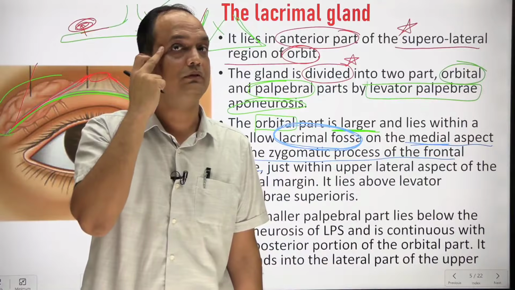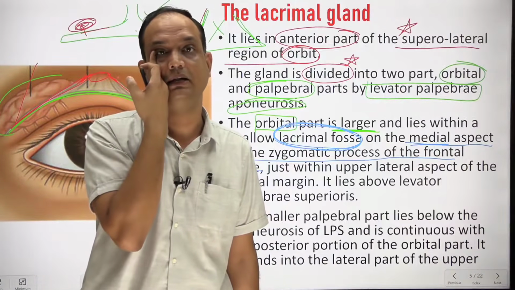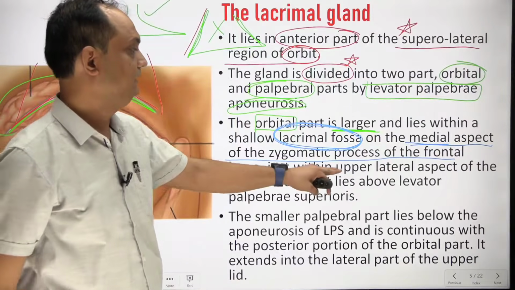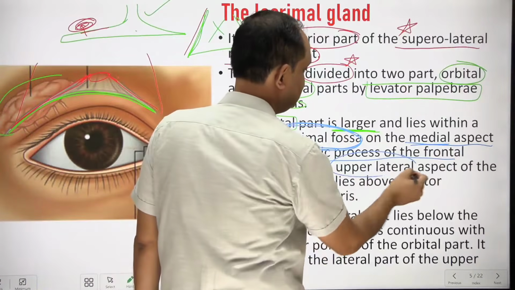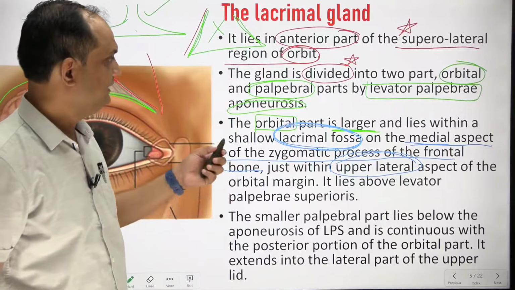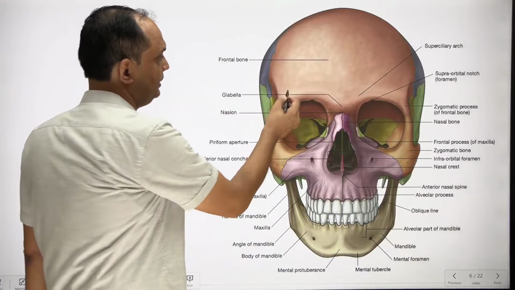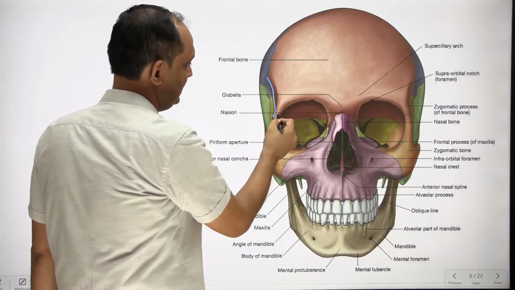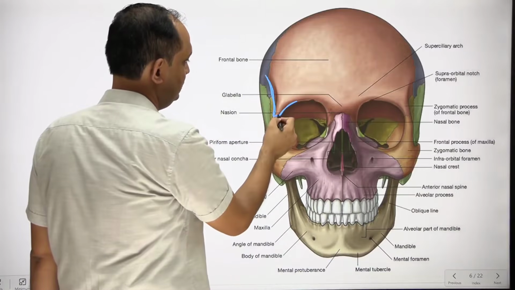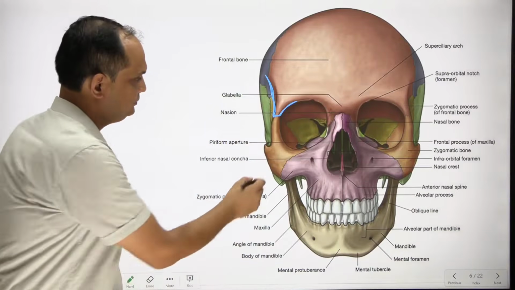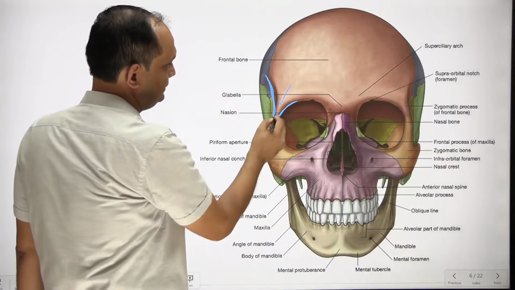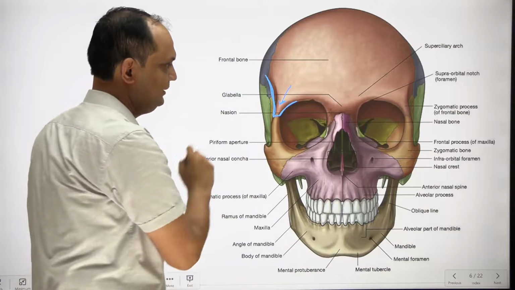इस zygomatic process of frontal bone के medially, मतलब यहाँ अंदर की तरफ, you have the lacrimal fossa just within the upper lateral aspect of the orbital margin. ठीक है? So if you will see this diagram, now this is your frontal bone and this part is known as zygomatic process of your frontal bone, because this bone is zygomatic bone. So this part is going to make a suture or joint with the zygomatic bone.